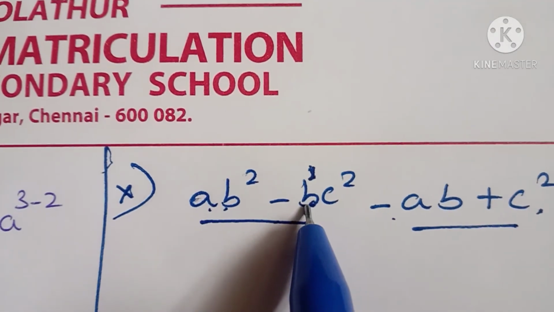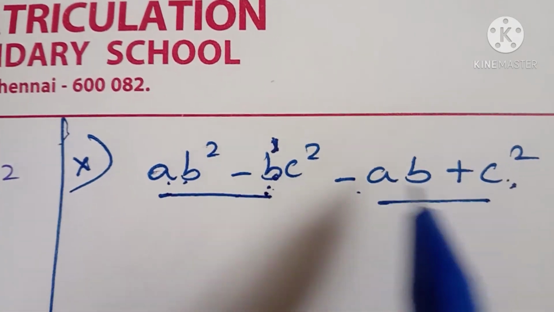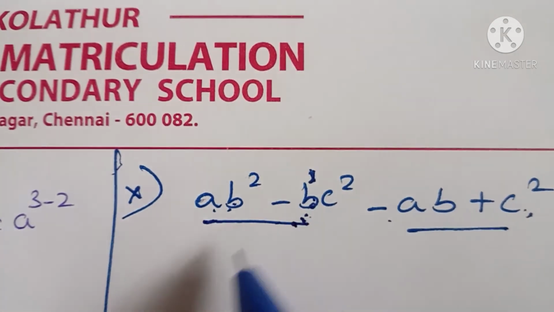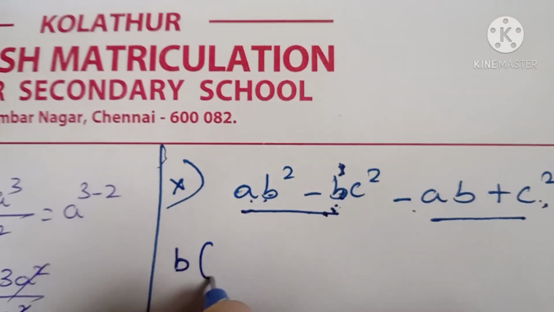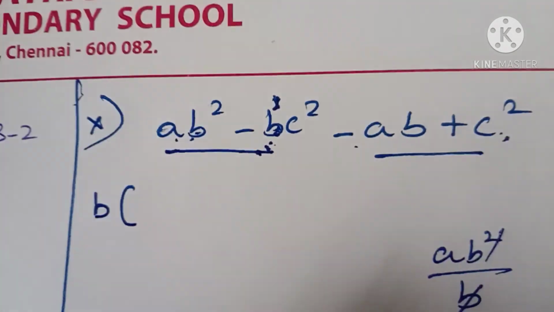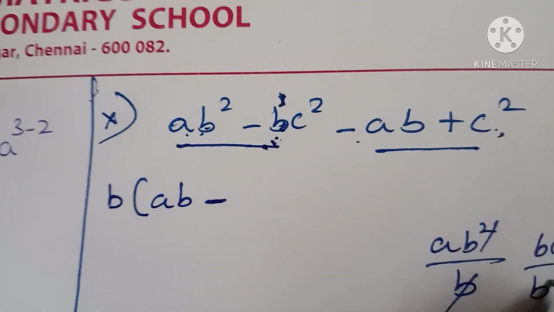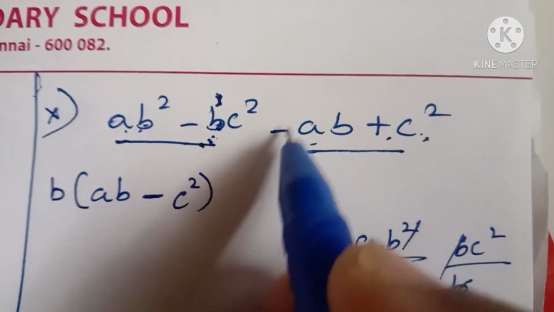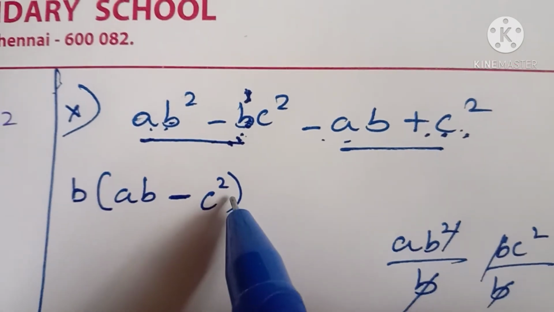Question: ab square minus bc square minus ab plus c square. You have to group the terms. If you take the first group, here b is common in both the terms. So take b as common. The remaining is ab square by b, b and b cancel, which means ab, minus bc square by b is c square. If you see the next terms, minus ab plus c square, but here they are given as ab minus c square.